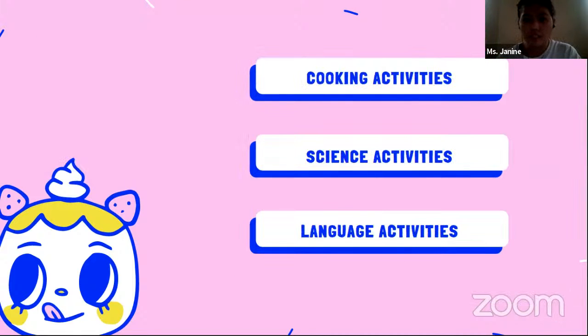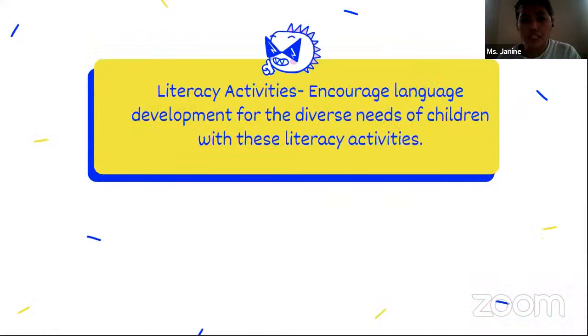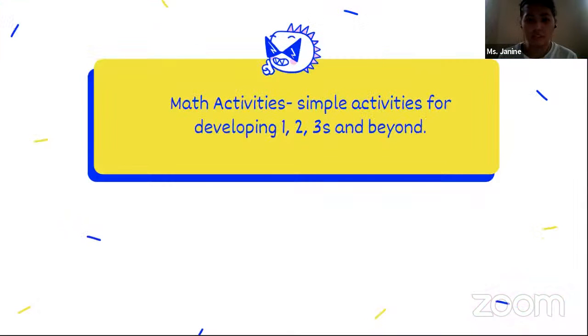Now let me start to give you the first one, which is literacy activities. Encourage language development for the diverse needs of children with these literacy activities. When you say literacy, it comes with, of course, the words, the language. Some of the kindergarteners still struggle to speak out, right? That's why what we need to do is help them improve their learning when it comes to literacy. And how are we going to do that?